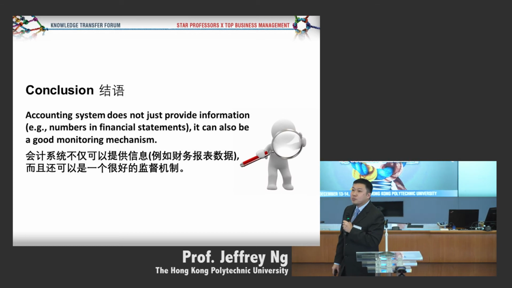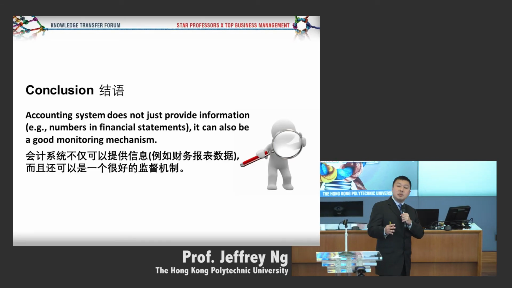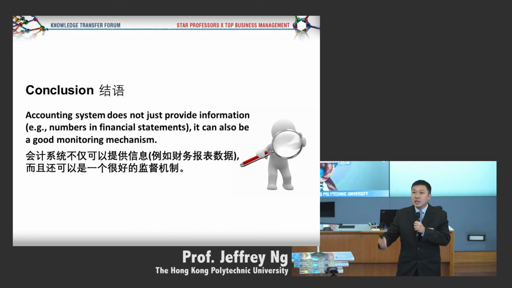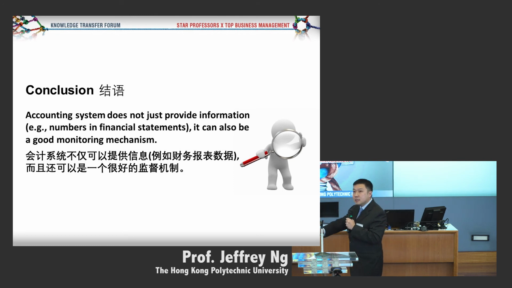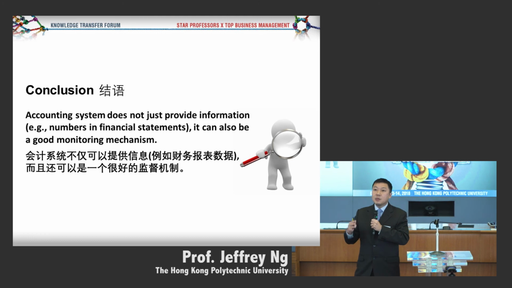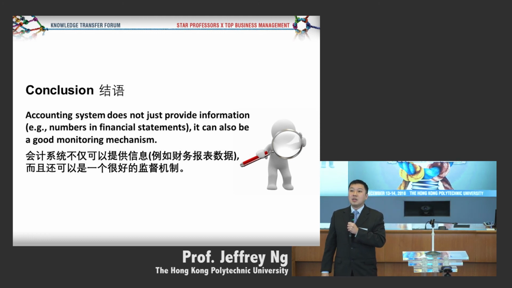Now, just to conclude my presentation, what we basically document in this paper is that the accounting system does not just, for example, provide information for valuation purposes. It provides accounting numbers that can be used in contracting. It also has a monitoring effect, or what I call the CCTV effect. It monitors the actions of relevant people to ensure that they make better decisions for the organizations that they work for.